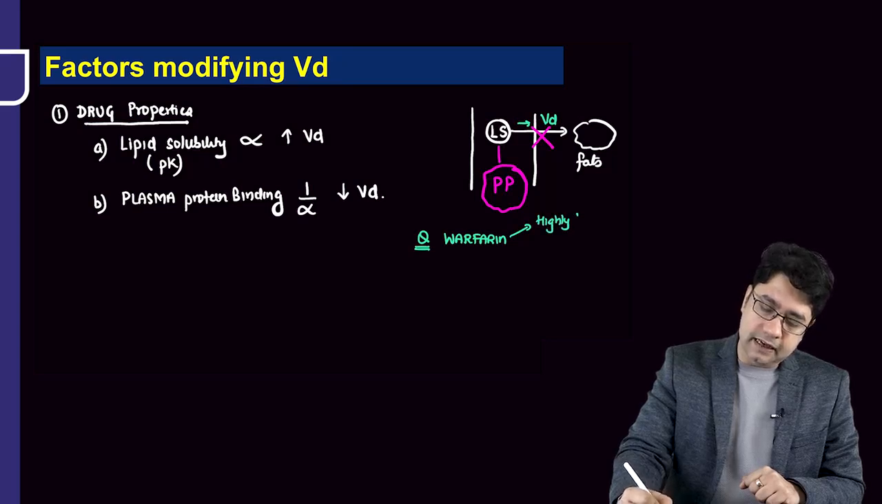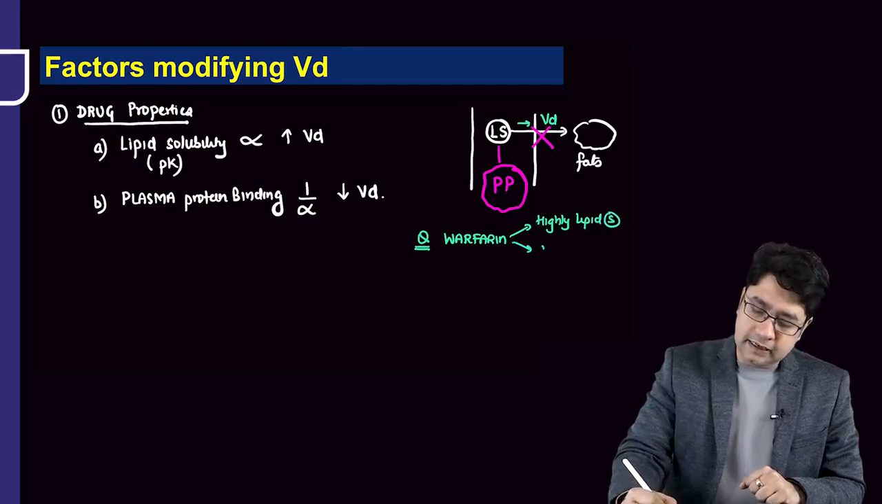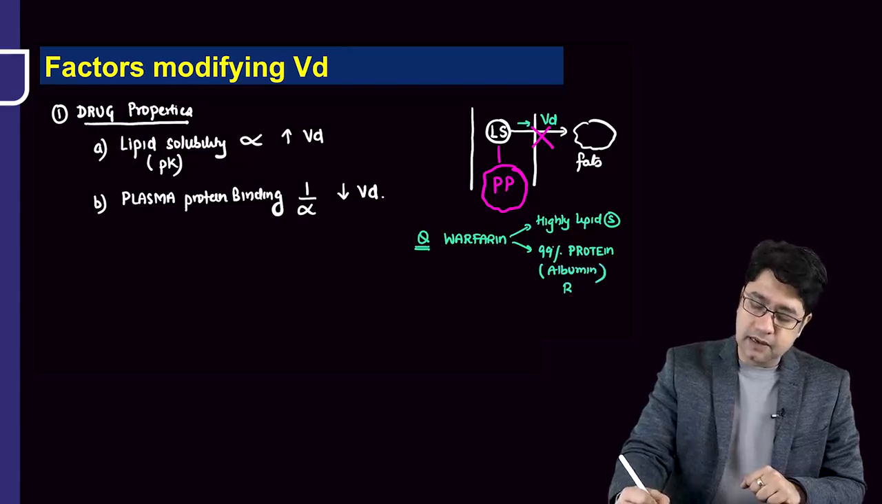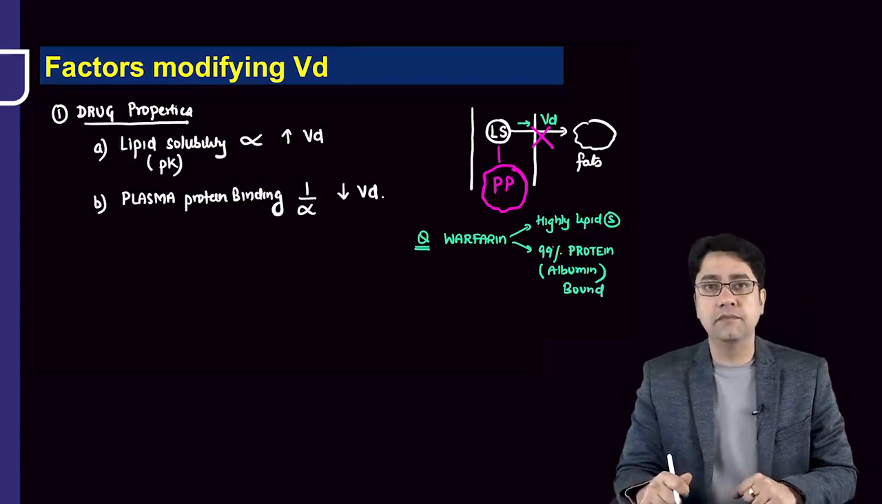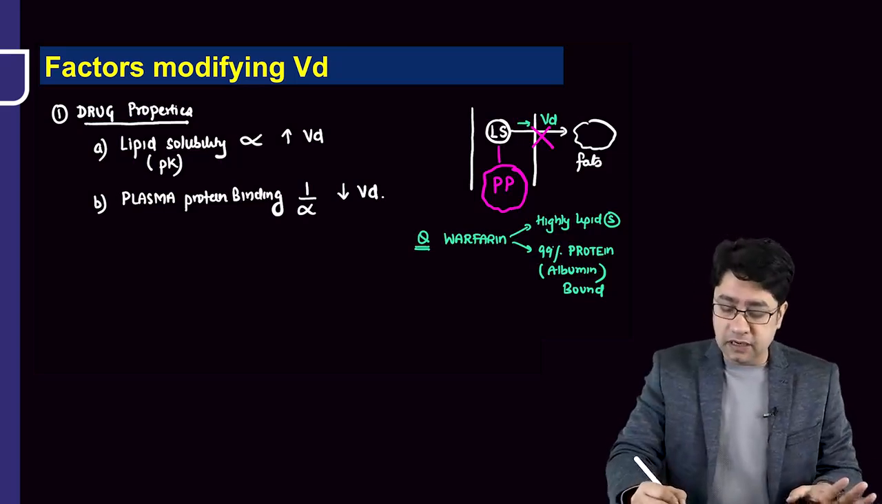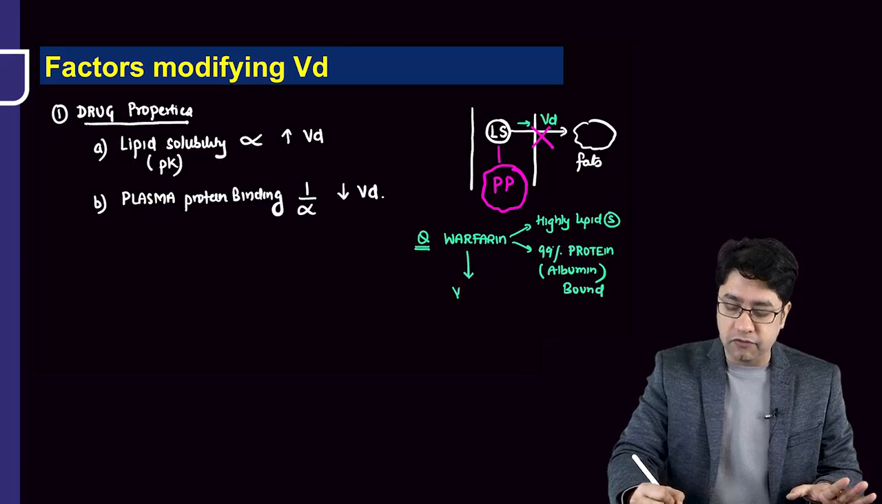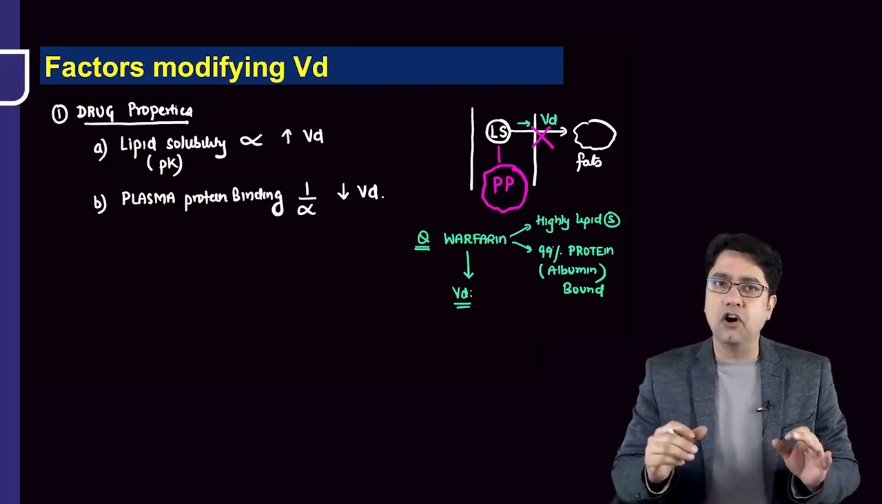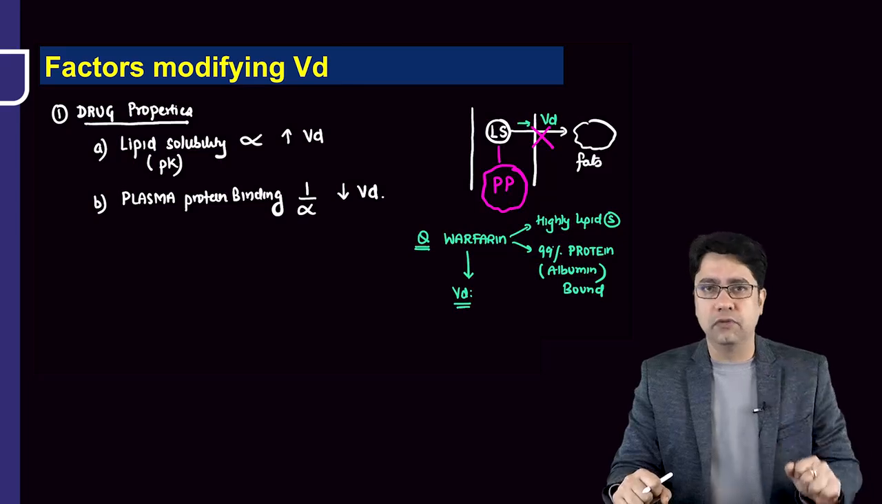It is highly lipid soluble and it is 99% plasma protein bound. I am just writing the word protein. Which protein bound? Albumin bound. That means it is highly lipid soluble and has high plasma protein binding. So what will be the volume of distribution of warfarin? Will it have a high volume of distribution or a low volume of distribution?